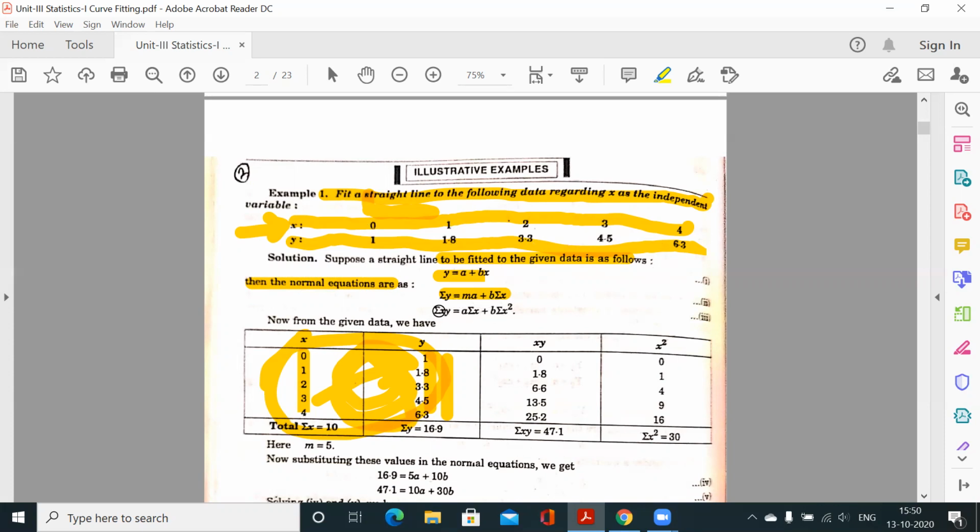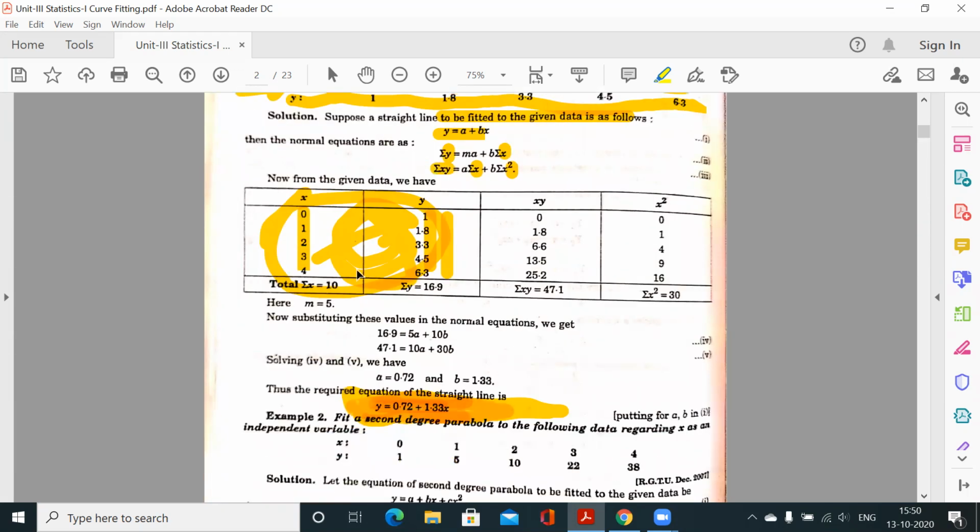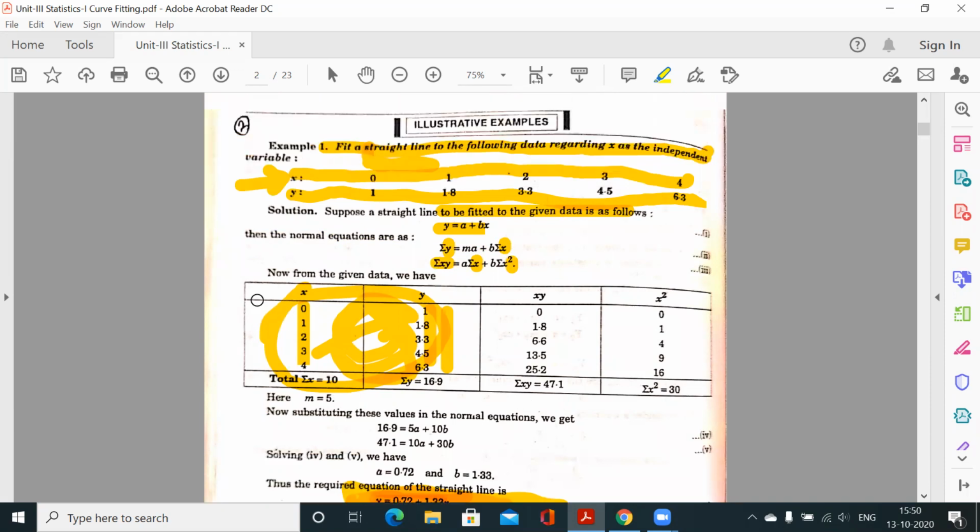And this is the second normal equation: summation xy is equal to a summation x plus b summation x square. Now we have to find out the summations: summation x square, summation x, summation y, summation xy. For that we will use the given values. These are the x values 0, 1, 2, 3, 4, and these are the corresponding y values 1, 1.8, 3.3, 4.5, 6.3. This is already given in the question.